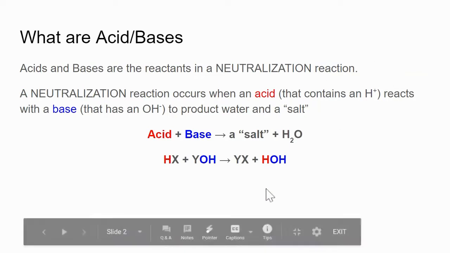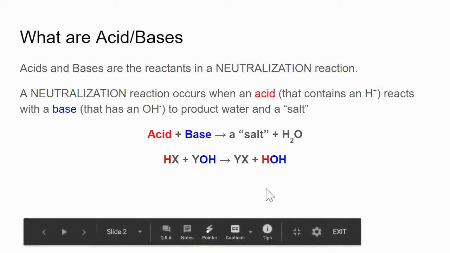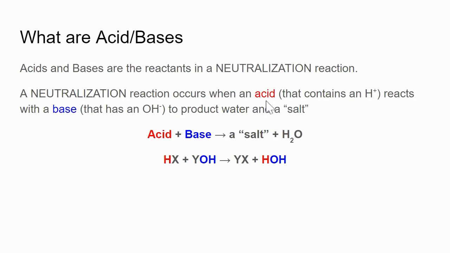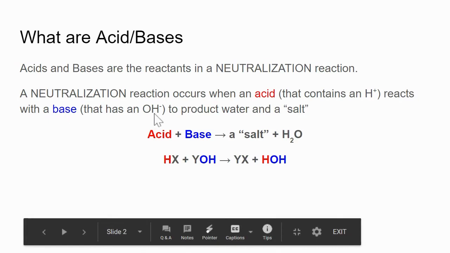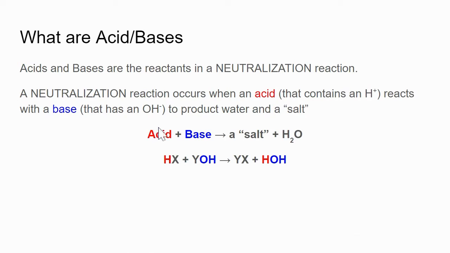Neutralization reaction. A neutralization reaction happens when an acid, and you'll be able to recognize acids because they contain H's, reacts with a base, and you'll recognize those because they contain OH's, and then the products of that reaction are water and a salt. Be wary not to confuse the word salt with NaCl. Salt is just the vocabulary word that describes any ionic compound that contains a cation and an anion.